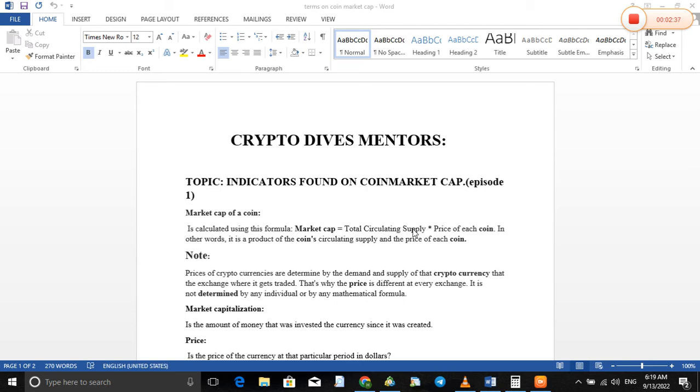Market capitalization is the amount of money being invested in that currency ever since they made it or ever since it became public.